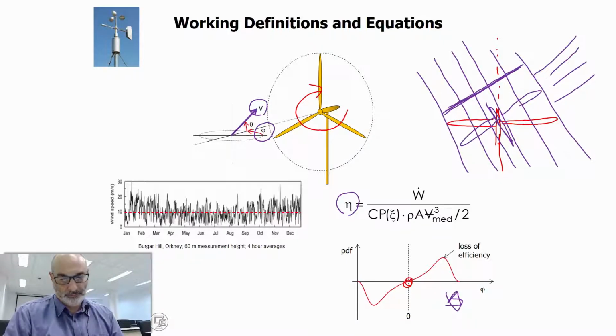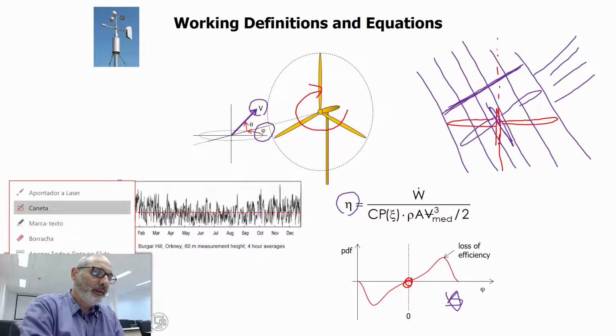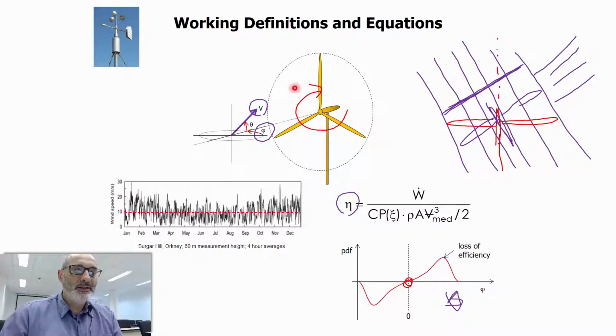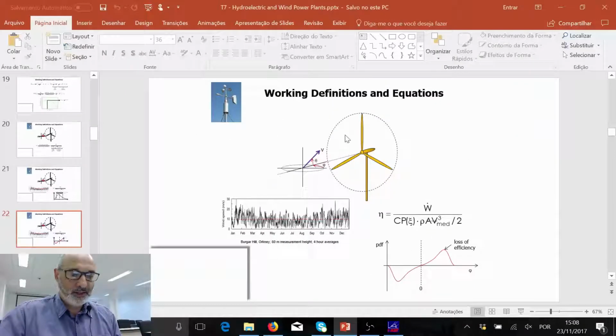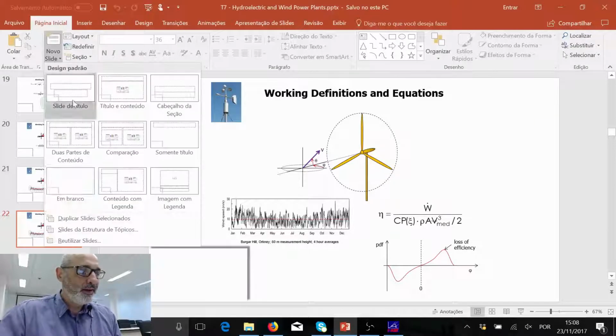Is there a possibility of using a windmill that has the ability to change according to the direction of the wind? Yeah, they do this. Actually, this type of mill here does this automatically. But the point is that this realignment is going to take some time. Let me explain this better. I'm going to create a blank slide here in order to draw something for you.